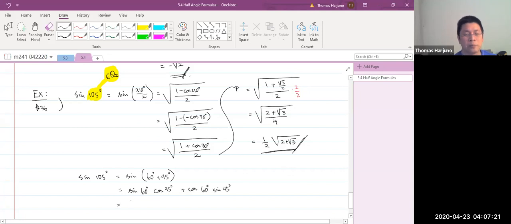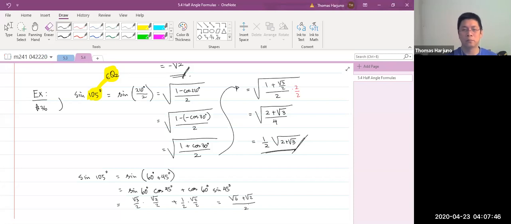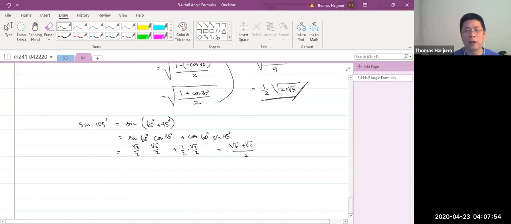That is square root of 3 over 2 times square root of 2 over 2 plus 1/2 times square root of 2 over 2, which gives square root of 6 plus square root of 2, all over 4. Okay, so basically the value that we have here is the same as the value that we have up there.